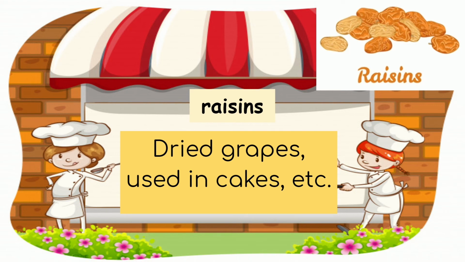Let's review some glossary from the text. Okay, the first one, raisins. Raisins are dried grapes used in cakes, etc. You can just eat them with cereals, or use them to bake cakes and bread and more desserts you like. Okay, raisins, the dried grapes over here.